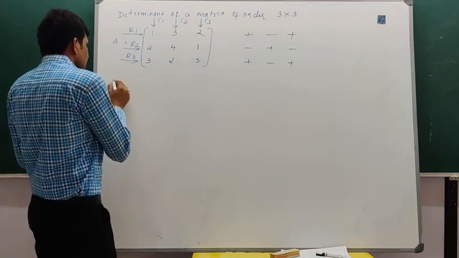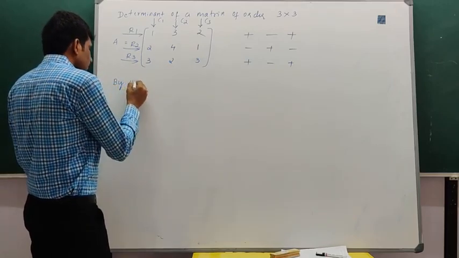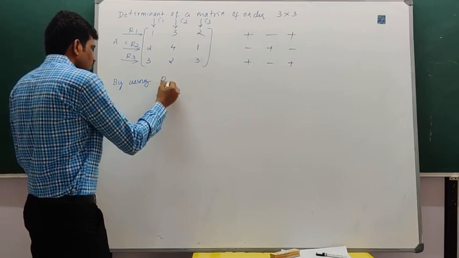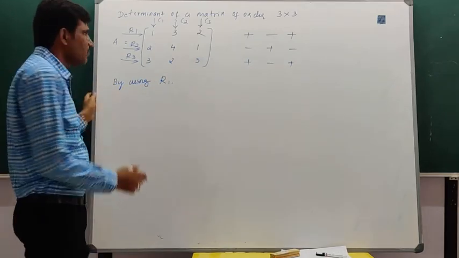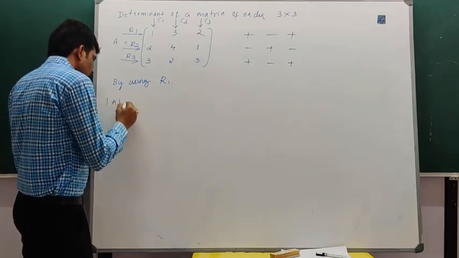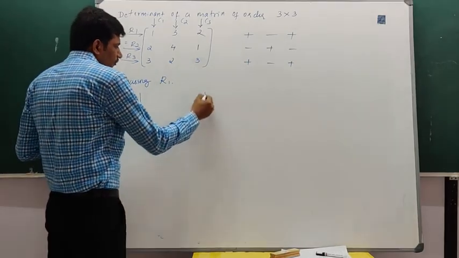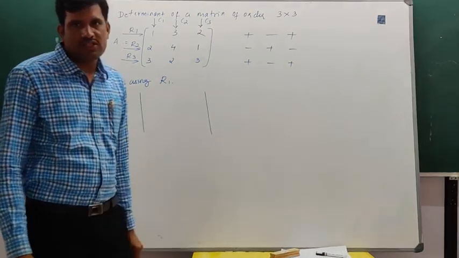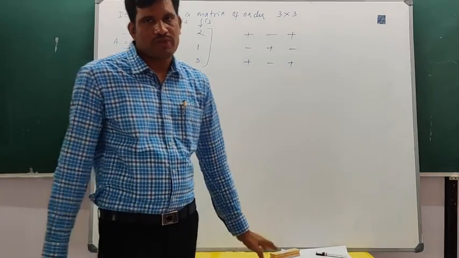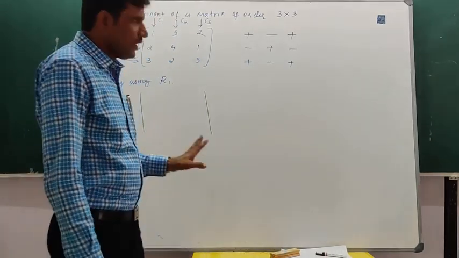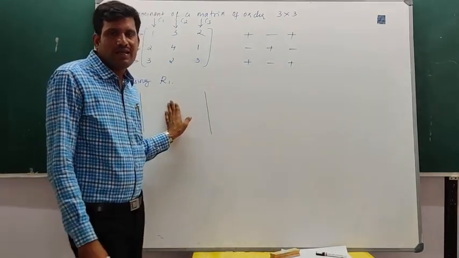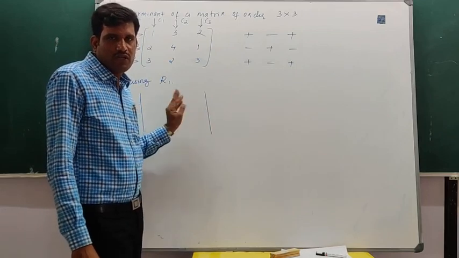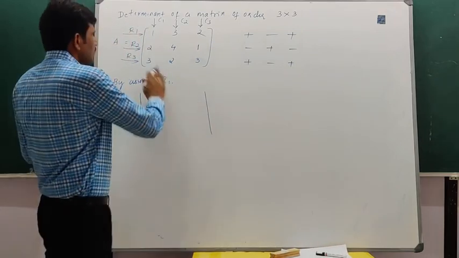See. So now by using R1, means by using the first row, we will expand it. See, determinant of A, this is very important. If you understand how to expand a 3 cross 3 matrix, 50% of this topic is over. Right? Many students commit mistakes while expanding a 3 cross 3 matrix. If you understand this carefully, 50% of this chapter is over.